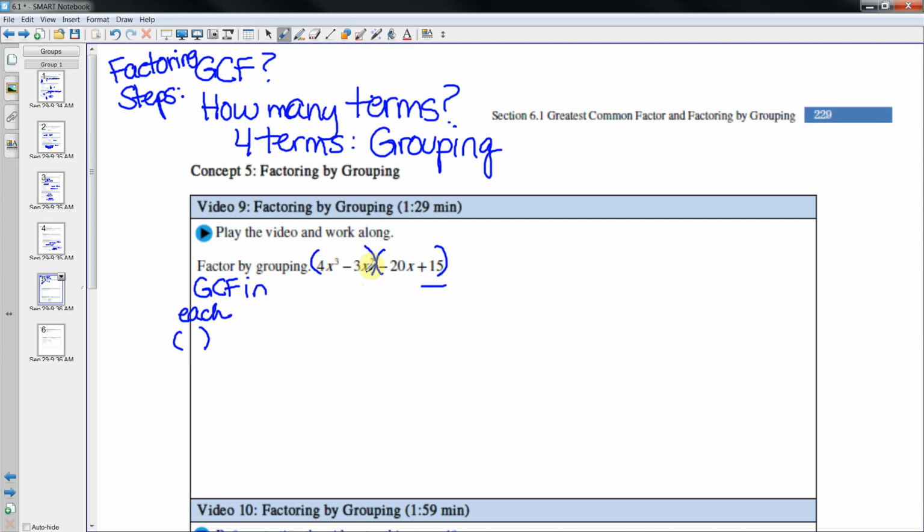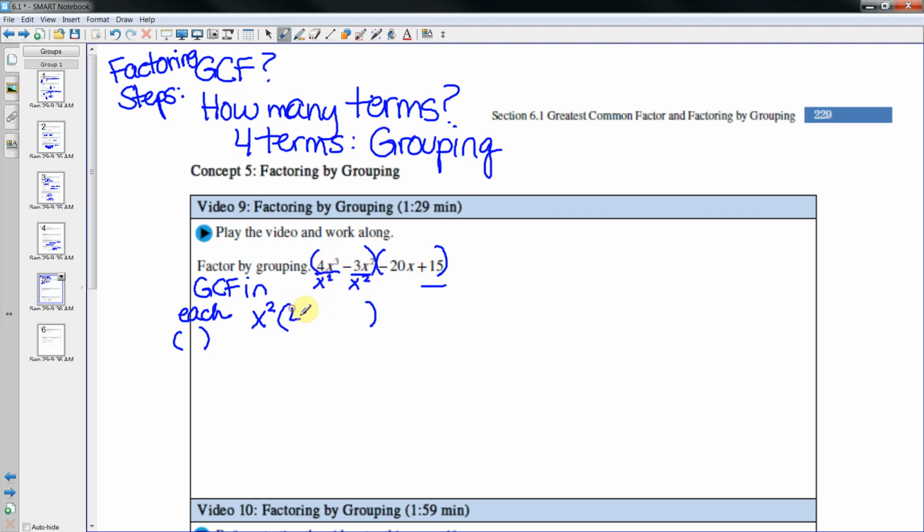So for 4x cubed minus 3x squared, I can't take a number from 4 and 3. There's not a number that goes into both of those besides 1. But for x cubed and x squared, the smallest of the exponents is x squared. So I'm going to take an x squared out of this first parentheses.